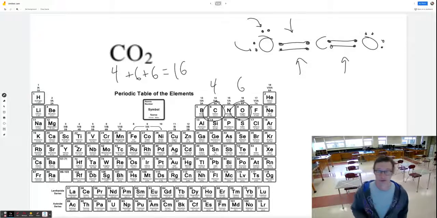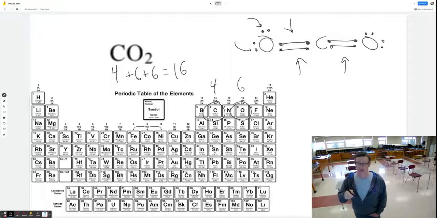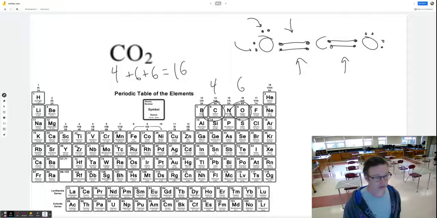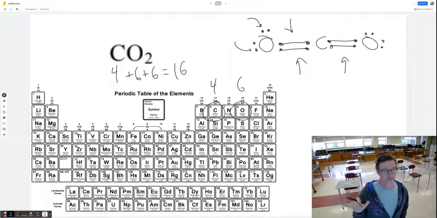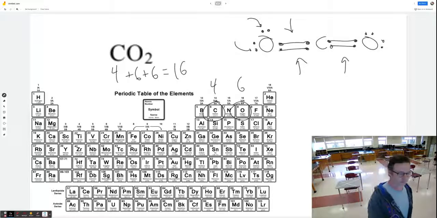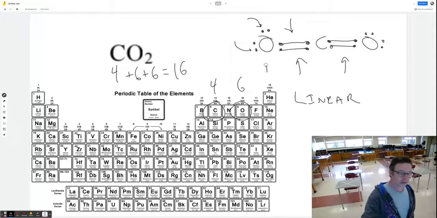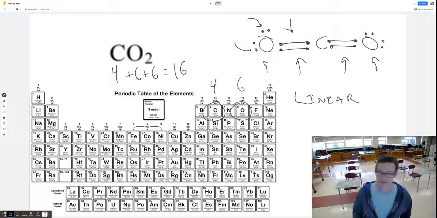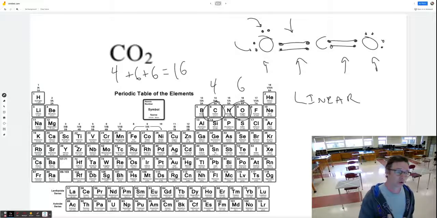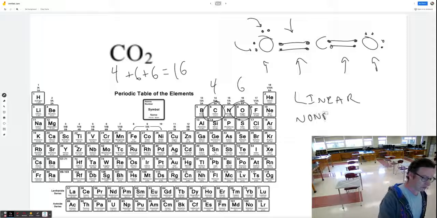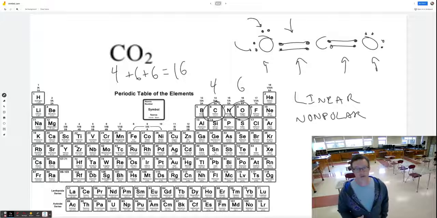Now, I didn't do the shapes or the polarities on these, but this would be linear because it has 2 bond regions and no lone pairs on the center atom. And as far as polarity, it has the same terminal atoms on both sides, so that doesn't decide it. And there are no lone pairs on the center atom, so that means if the terminal atoms are the same and there are no lone pairs, it's nonpolar.